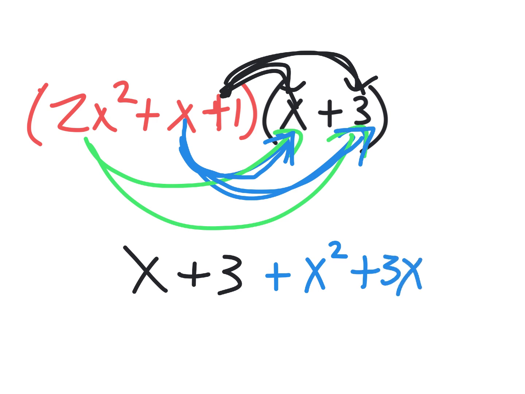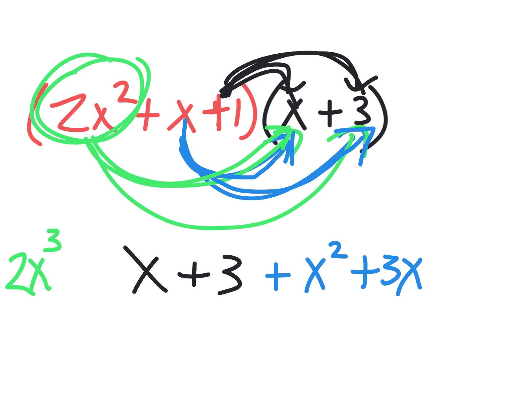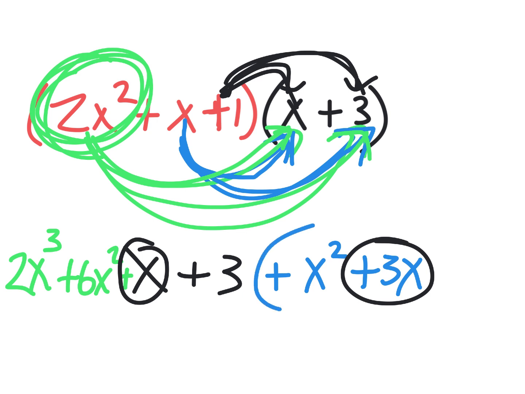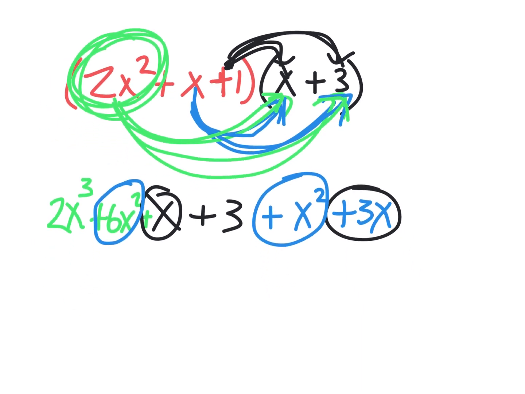And last is the green ones. The 2x squared times the x, that's the most complicated one. That's 2x to the 3rd. I'm going to put them over here. I could put it anywhere, so I may as well put it there. And now 2x squared times the 3, 6x squared. And now they're all pluses, so find the like terms. That's like that, and that is like that. And I think that's all the like terms.